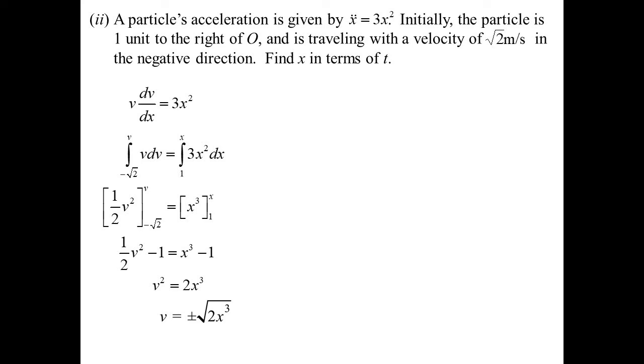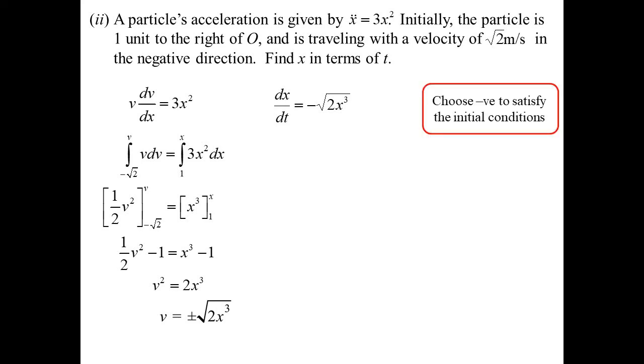But remember, we're trying to link displacement and time together. Well, velocity is dx/dt. Now you'll notice I no longer have plus or minus, because if I'm going to do calculus on this, I want a function. Plus or minus is not a function. Why did I choose minus and not plus? Because I've got to satisfy the initial conditions, because that's what I'm going to use to solve the problem. So when x is equal to 1, I have to get an answer of minus root 2. Therefore, I need to use minus the square root of 2x cubed, not plus the square root of 2x cubed.